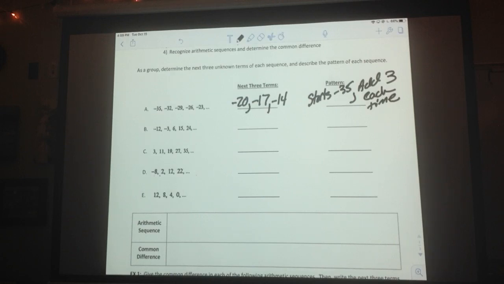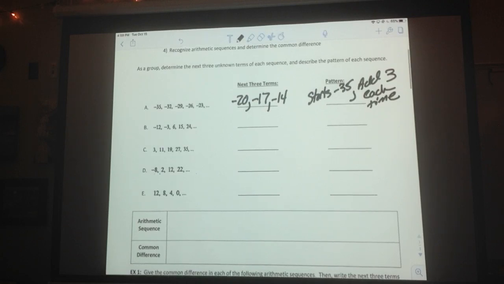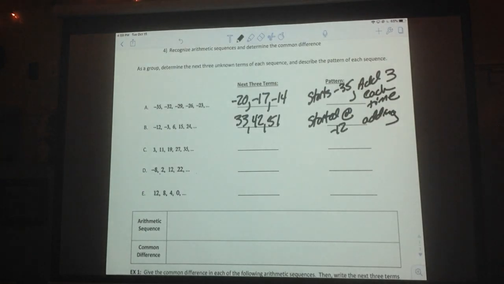Okay, the next one. Negative 12, negative 3, 6, 15, 24. What is my next 3? They're going to be 33, 42, and 51. What am I doing there? I started at negative 12, and I'm adding 9 each time.